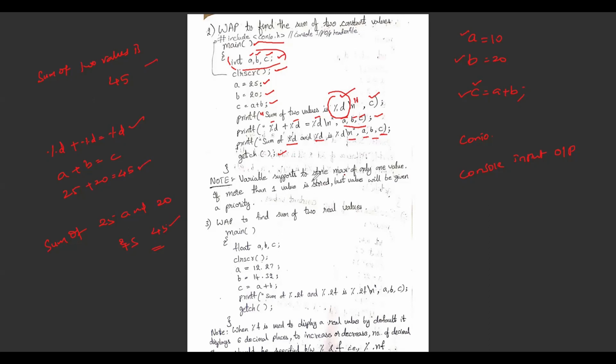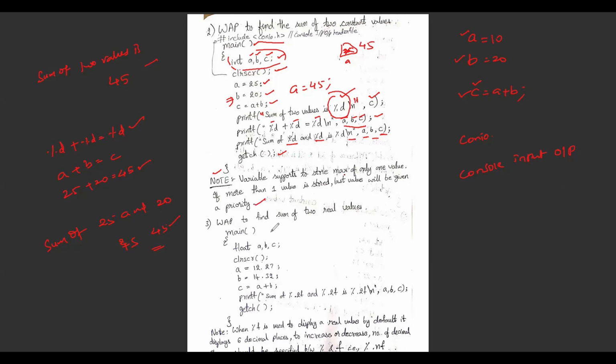Okay, so variables. Here you can see a variable is supposed to store a maximum of one value. If more than one value is stored, the last value will be given priority. Suppose A value is 25, B value is 20. Again, if I declare A value as 45 after this, A was 25 initially, but that will be overridden by this 45. So the new A value will be 45. The last value is given priority.